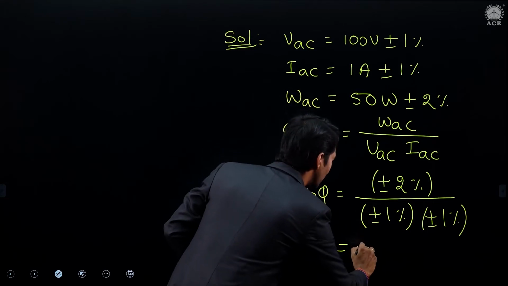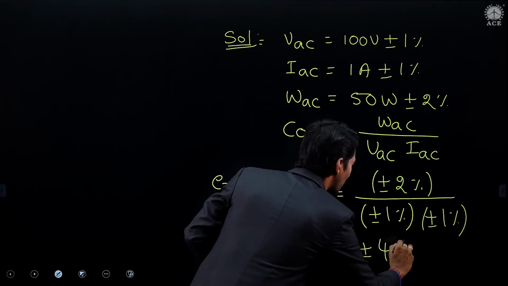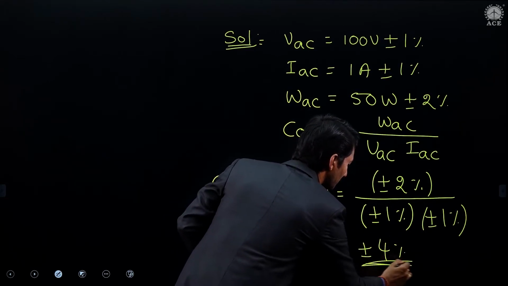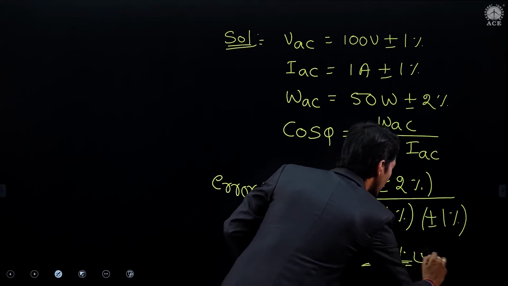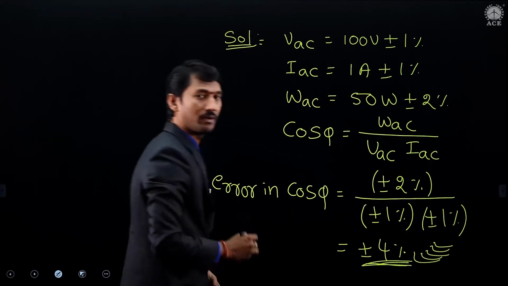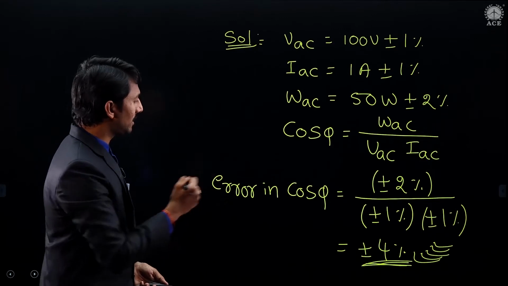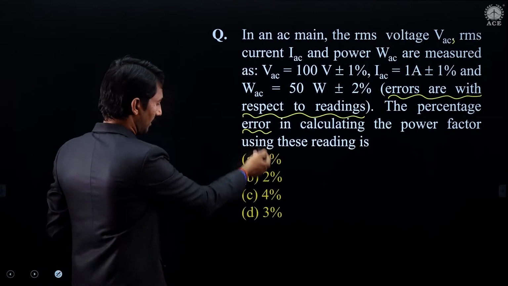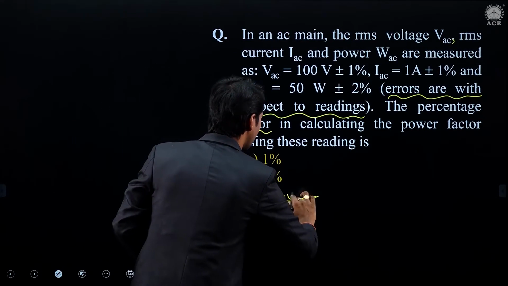Simply by adding these, what do we get? Plus or minus 4%. So this is the final answer. Plus or minus 4%. Let us see the options. Here, directly, the third option is given.